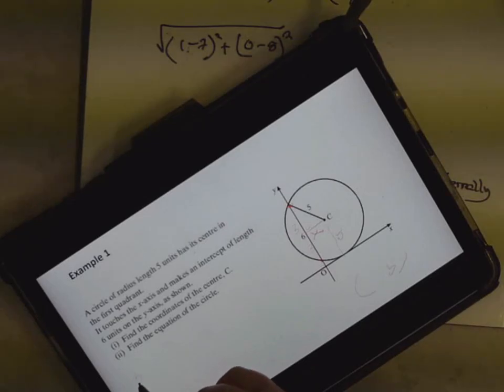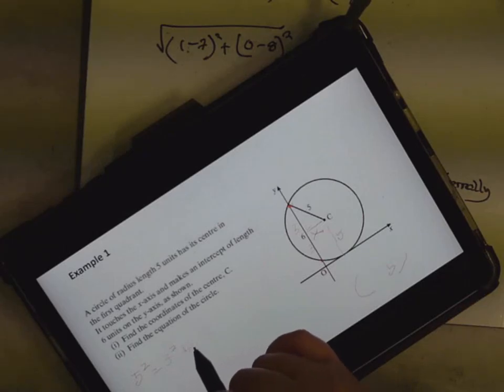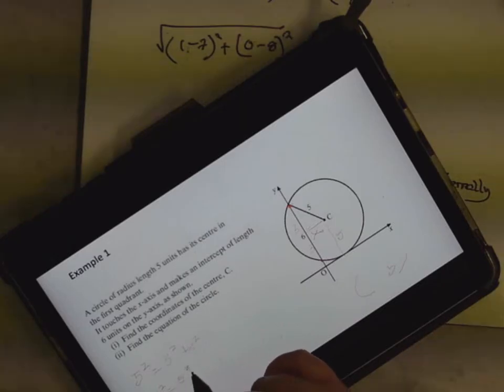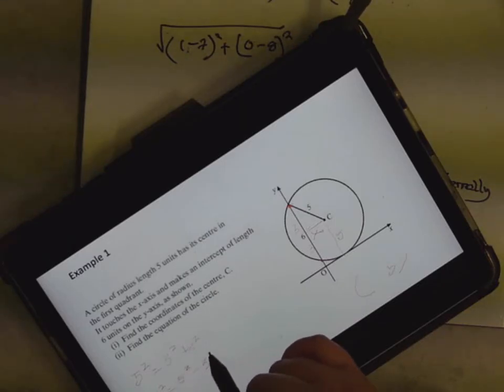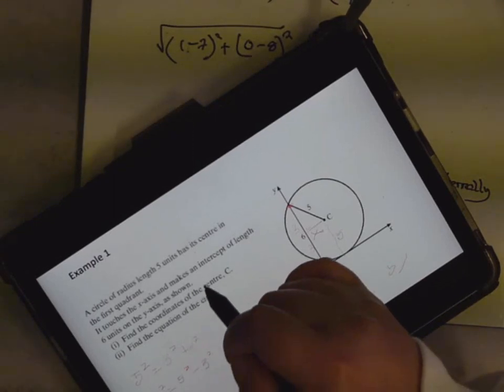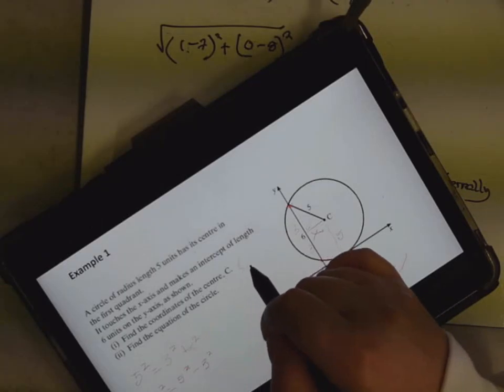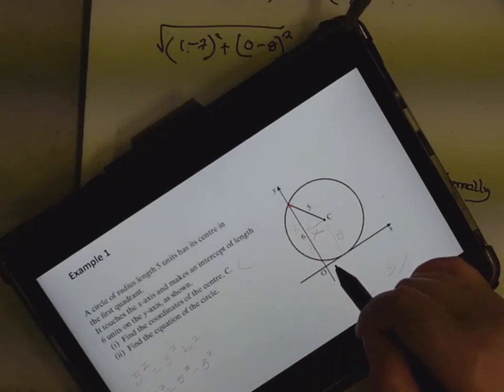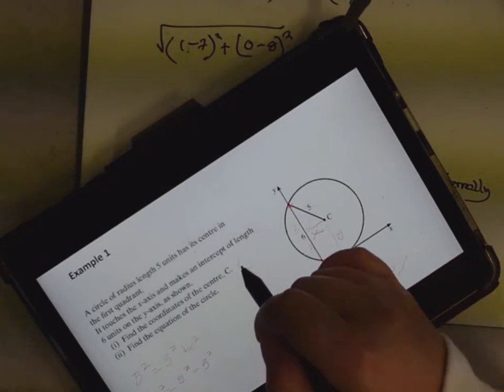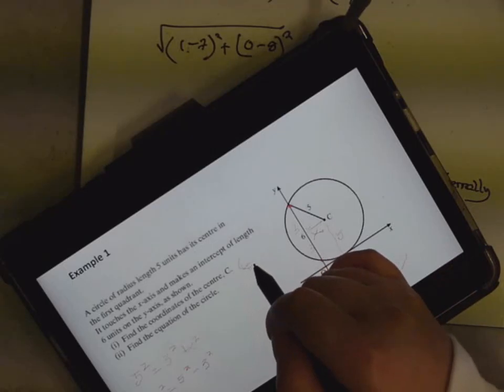So it's 5 squared equals 3 squared plus x squared. So x squared is equal to 5 squared minus 3 squared, which is x squared equals 16, so x is equal to 4. Is that right? Then it says find the coordinates of the centre C, so it's across 4 and it's up 5. Would you agree?